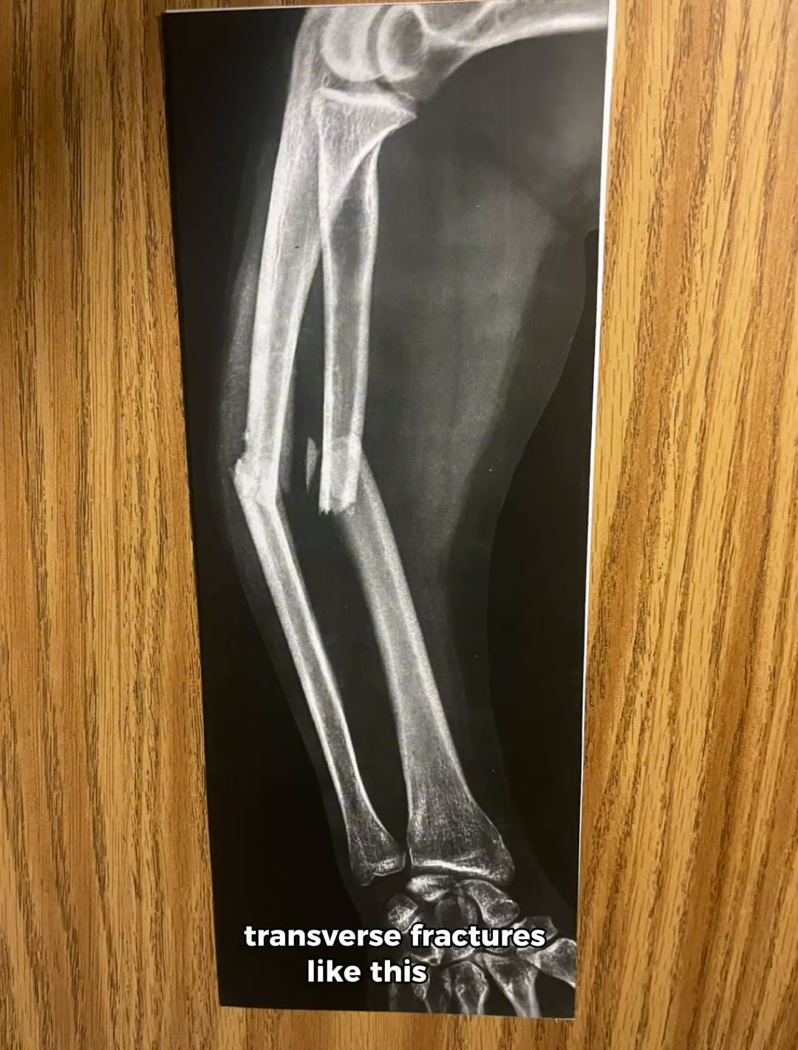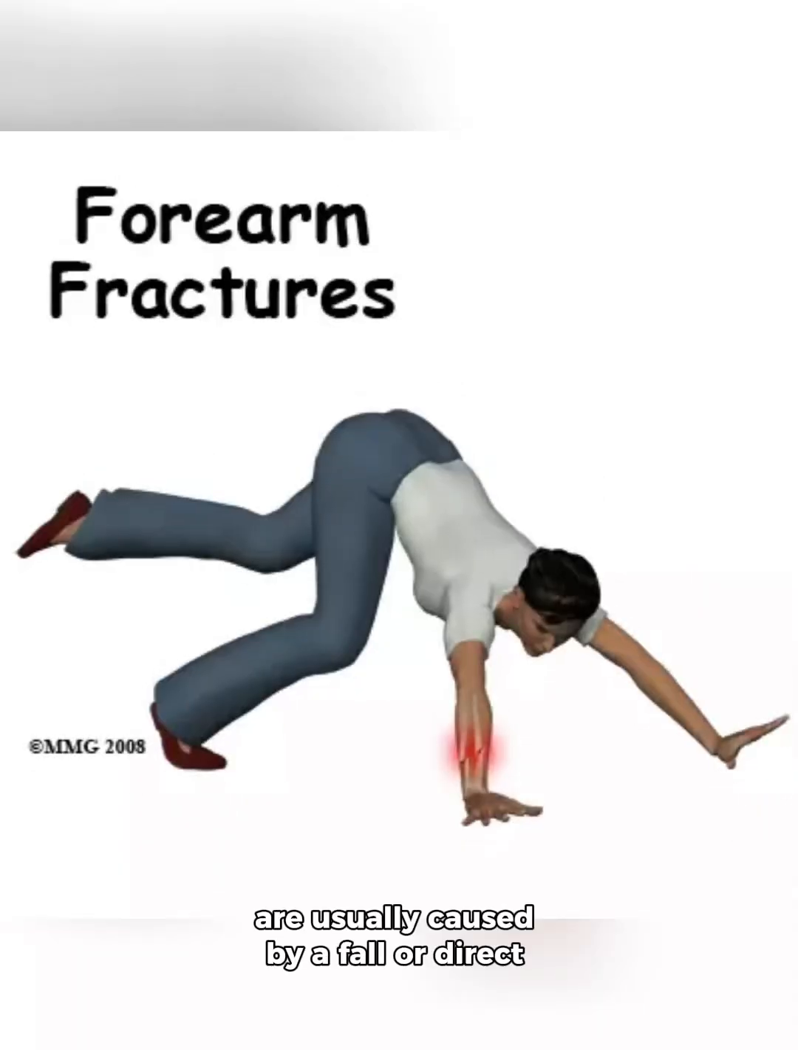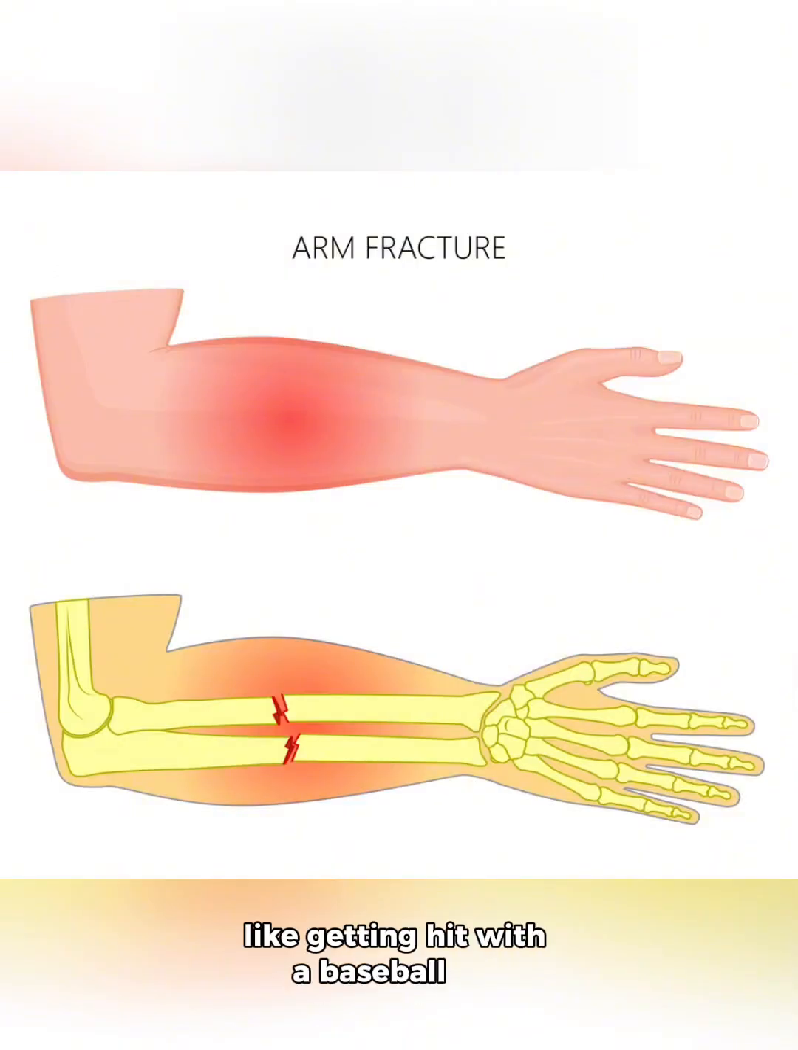Transverse fractures, like this one, are usually caused by a fall or direct strike to the arm, like getting hit with a baseball bat.